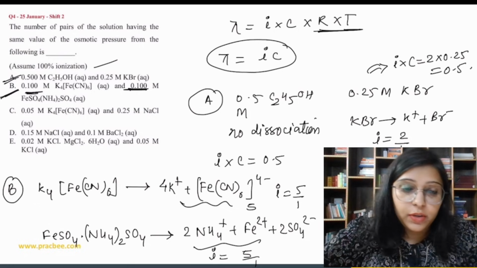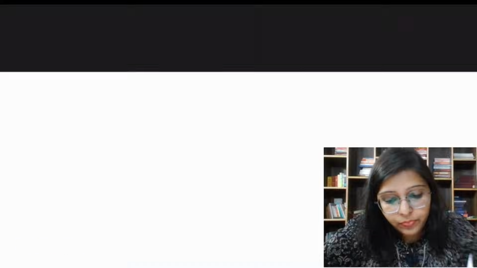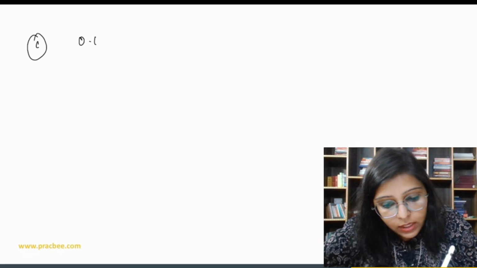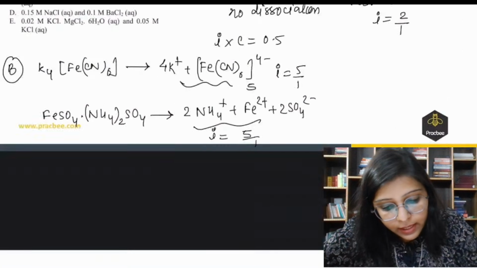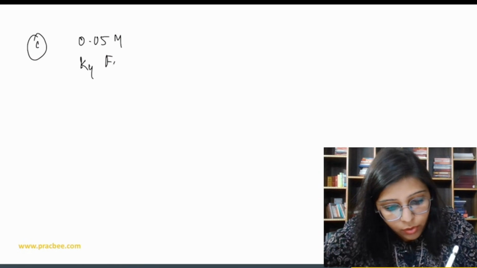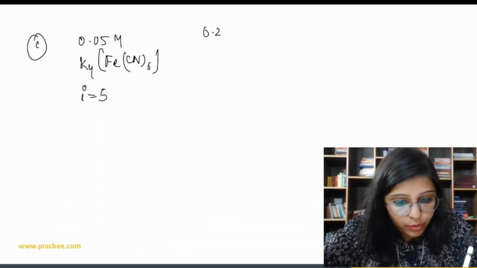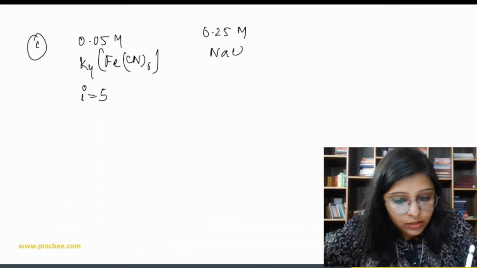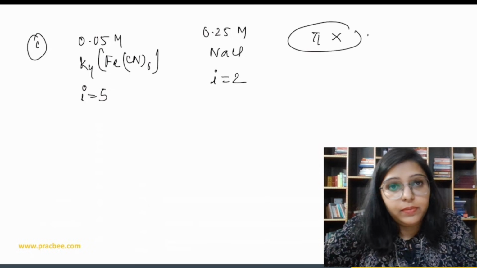Same value of osmotic pressure. We can say same value of osmotic pressure. Now let's check for C. So C is 0.05 molar K4Fe(CN)6. The i value is 5. Now next, 0.25 molar NaCl. So here the i value is 2. So pi cannot be the same.